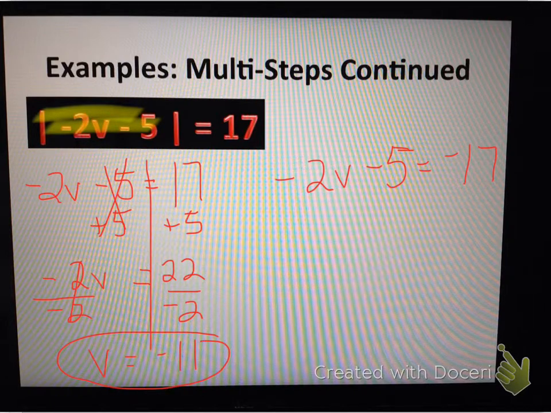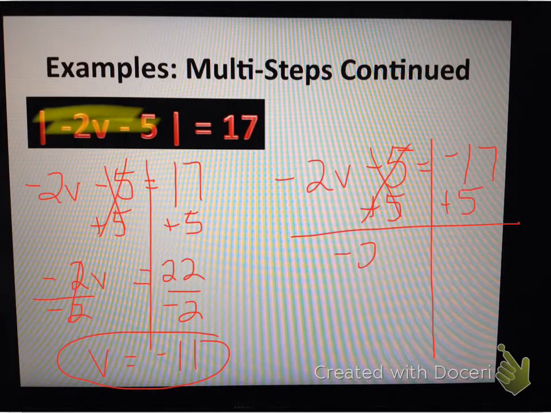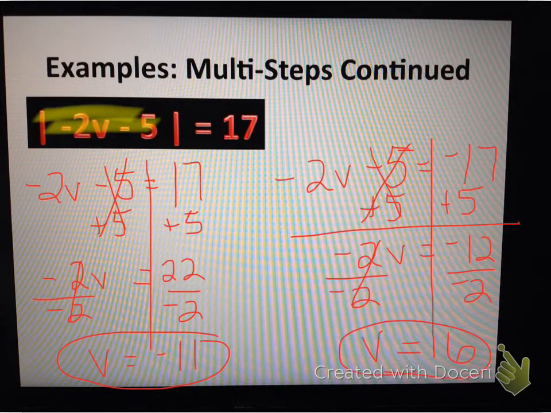On the other equation, we add 5, again following the same steps. The 5's cancel, leaving us with negative 2v is equal to a negative 12. We divide by a negative 2 on both sides, and we get that v is equal to a positive 6. We write our answer as a solution set. V is equal to negative 11 and a positive 6.